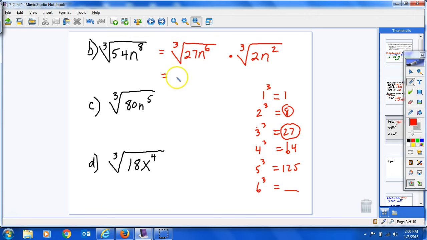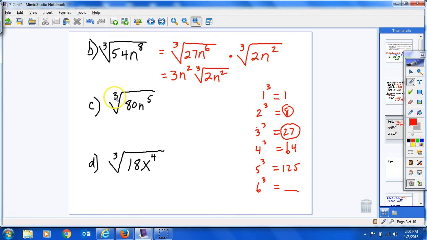Alright, so we're almost there. The cube root of 27 is 3. To get the cube root of n to the 6th, just think of n to the 6th divided by 3 power. 6 divided by 3 is 2. And the rest of this radical stays in radical form because I cannot simplify. But we did quite a bit. We changed it from this larger expression and we got it reduced quite a bit, simplified quite a bit.